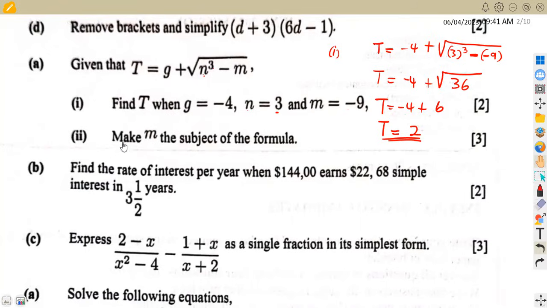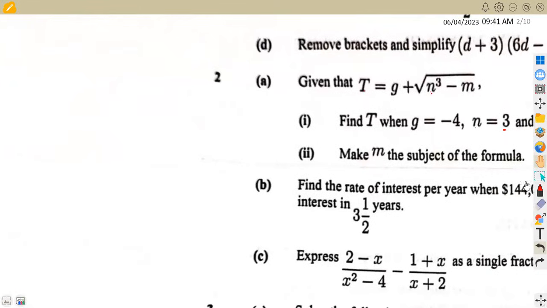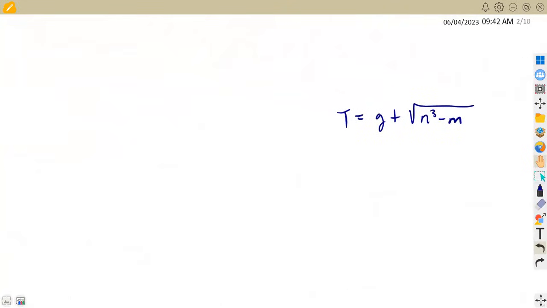Then on item 2, now we are asked to make m the subject of the formula. 3 marks for that. All right, so remember that we are given our formula for t, which is equivalent to g plus the square root of n to the exponent of 3 minus m. And from this part, we are asked to make m the subject. How is this possible? How can we make our m the subject in this case? All right. So how is that possible, guys, to make m the subject from this formula that we are given?